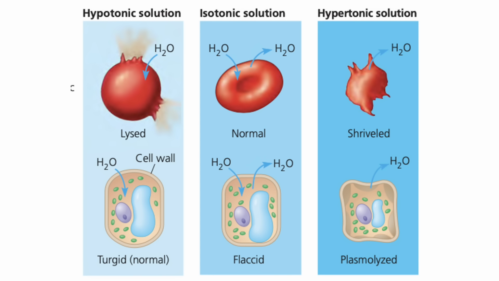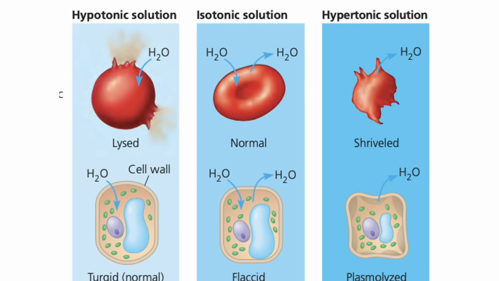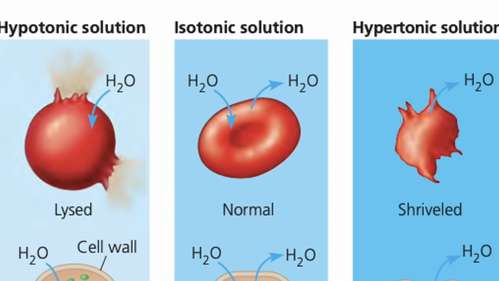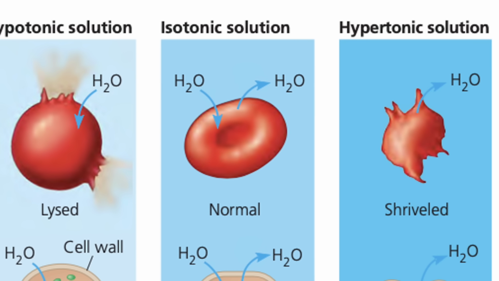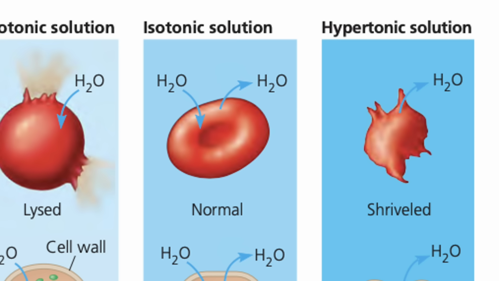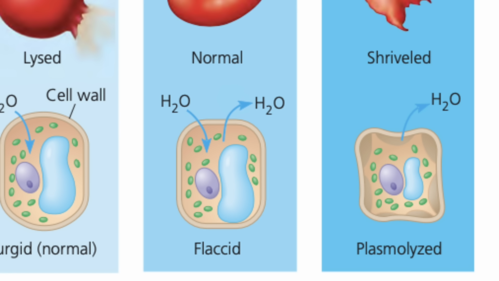So let's take a look at three potential situations. A cell in an isotonic solution would have a cytoplasmic concentration of the solutes that's equal to the outside environment, and as such, the net movement of water would be zero. In a hypertonic solution, the outer environment has a greater solute concentration, and as per osmosis, water would leave the cell. This could be bad, as cells could shrivel up or plasmolyze in the case of plant cells.